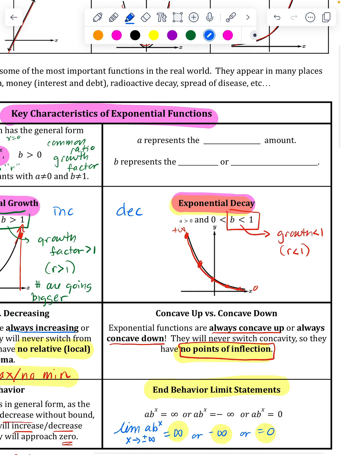I'm just noticing that I missed a little spot here, so let's fill these in. A represents your initial amount. In terms of what we've done in our geometric sequences, that would be your A sub 0. B represents the base, which is the thing that you are raising to the power. We've been calling that the common ratio. So in geometric sequences, if we could connect the dots, we'd be getting these graphs that are the same as the exponential functions. All right, that's a lot.